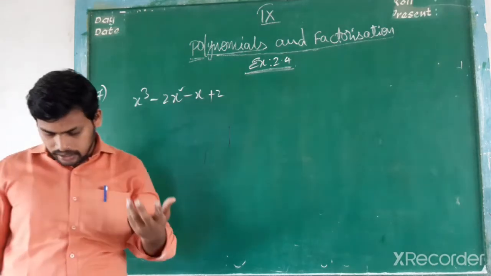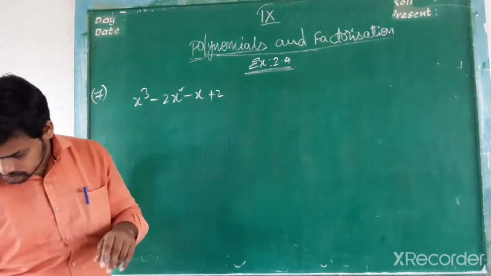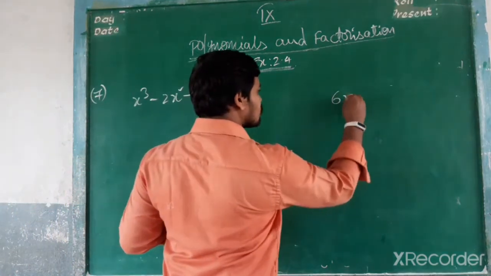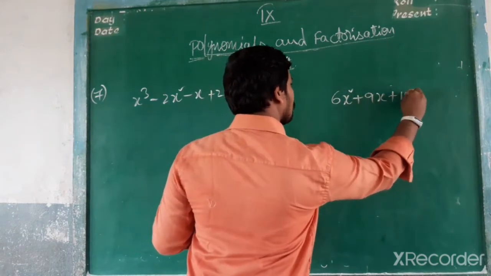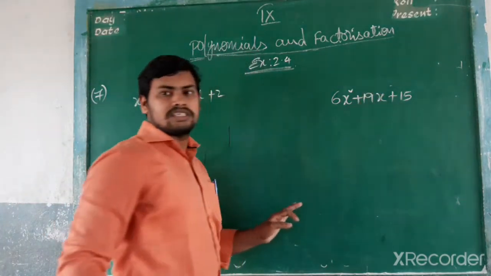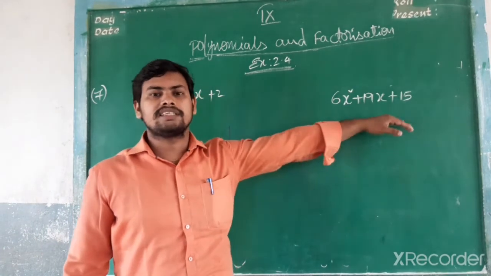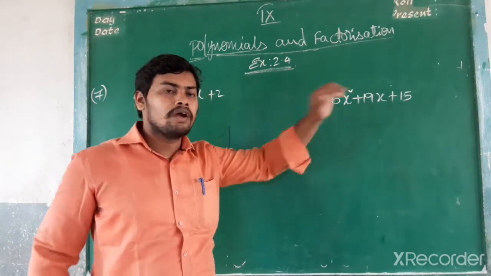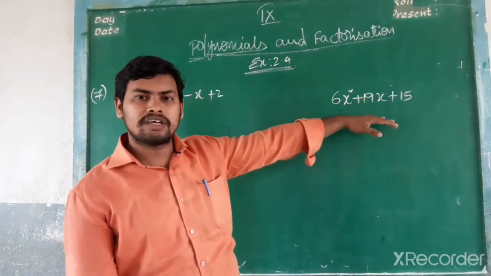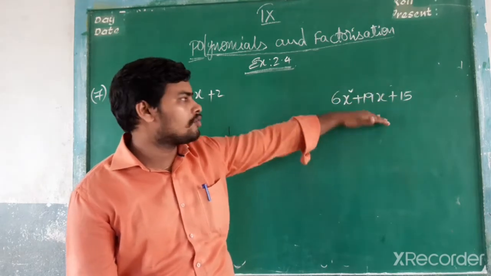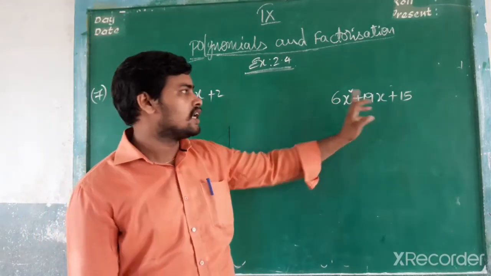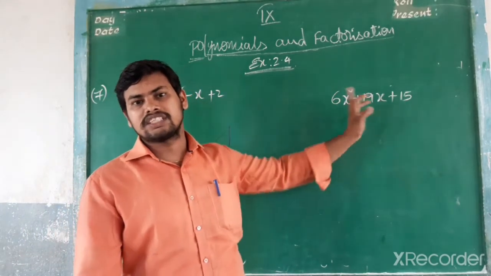So let me recall. You have 6x square plus 19x plus 15. It is a quadratic polynomial, while the other one is a cubic polynomial. We already learned in the previous classes how to find the factors of a quadratic polynomial. Here, what is the coefficient of x square? It is 6. And what is the constant term? 15. 6 into 15 is 90.